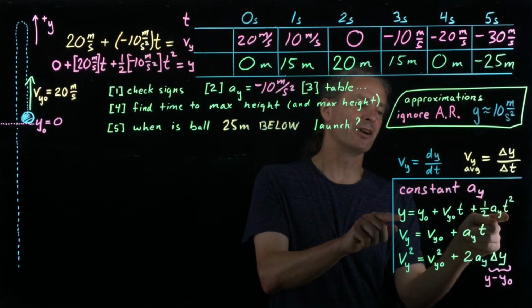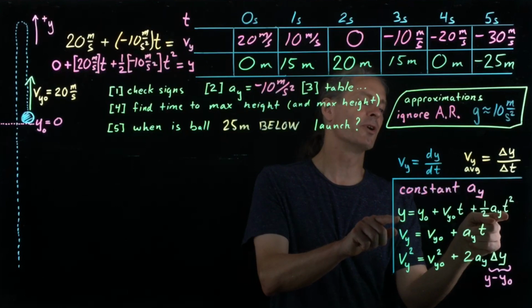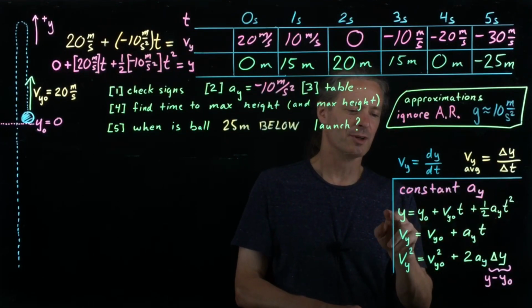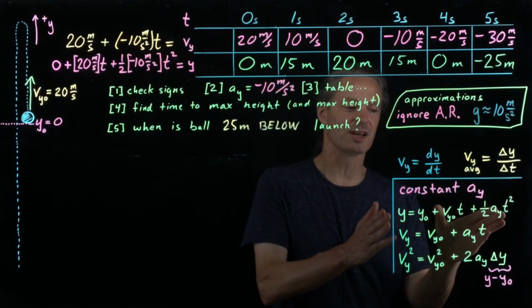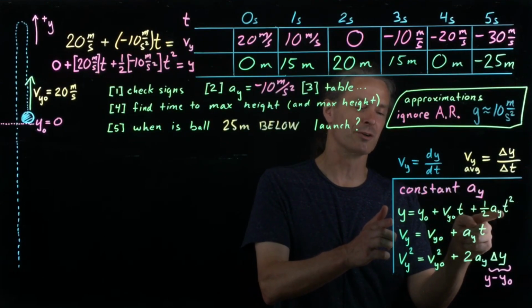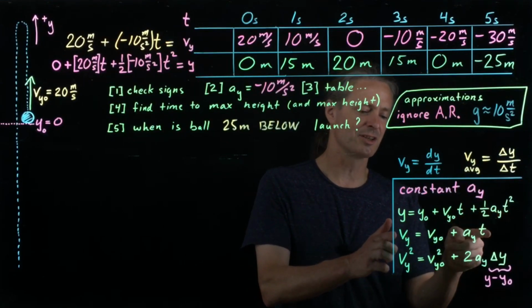And you don't know how long it takes to get to maximum height. So that's two unknowns in one equation. So you could just start with this, and you'd get stuck, and you realize you have too many unknowns. So you've got to go to something else. All right, so let's go to this.